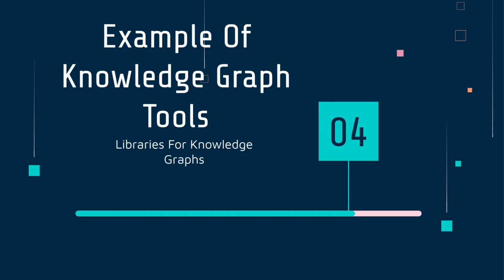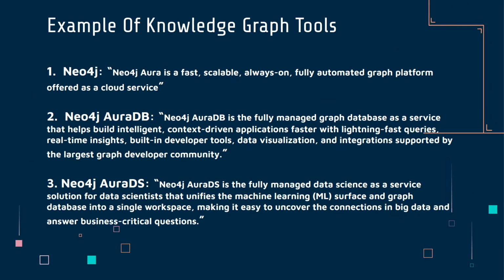Now, examples of knowledge graph tools and libraries that you can use to build your own knowledge graph. The most common one is probably Neo4j. You've probably heard about it. Neo4j is very fast. This is their own definition from their website: Neo4j Aura is fast, scalable, always on, fully automated, and so on. You can see all that information right there.